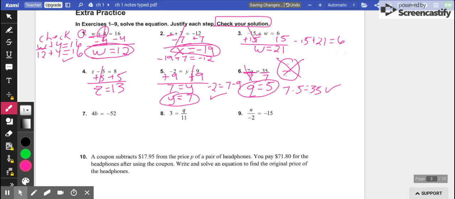All right, moving on to our next one. We have 4b is equal to negative 52. From this point, we need to decide that 4 is attached to b by multiplication. The opposite of multiplication is division. So I'm going to divide both sides by my 4. 4b divided by 4, well, 4 divided by 4 is 1. It cancels out. I'm left with just b. And negative 52 divided by 4, well, a negative divided by a positive is a negative. And then 52 divided by 4 is 13.